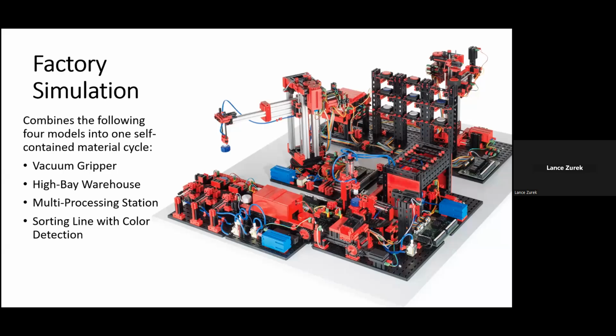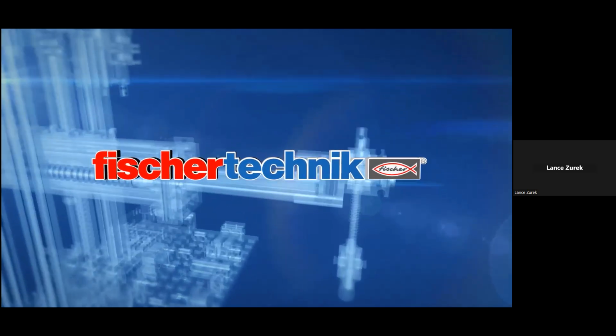So the next model we're going to be looking at is the factory simulation. And again, as I touched on before, this combines the 4 models we've just reviewed: the vacuum gripper robot, the automated high bay warehouse, the multi-processing station with the oven, and the sorting line with color detection, combines them all into one self-contained material cycle, as you see there. So we're going to look at a video of that. And the cycle that you're going to see works like this.